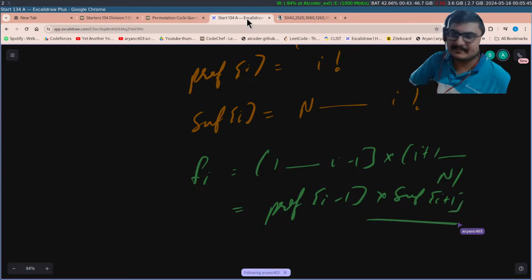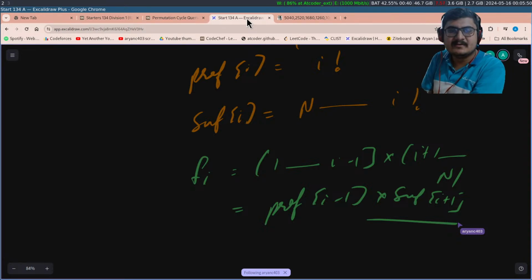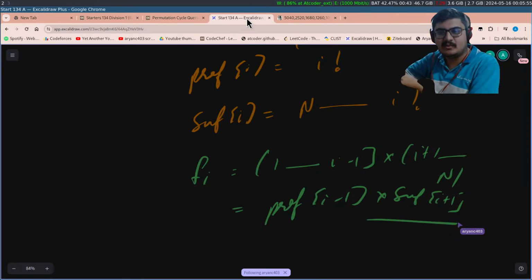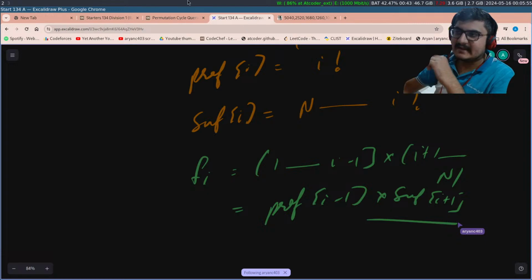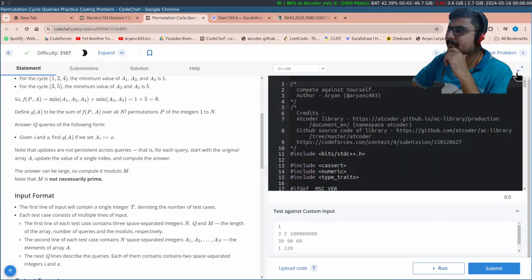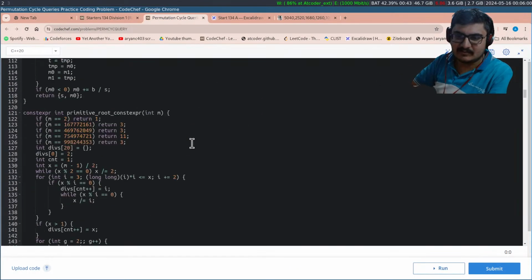That can be the idea, because we need the product of everything excluding one element. We can first find the product of the first I minus 1 elements, and then we can also find the product of all the elements from n to I plus 1. That way we don't really need the inverse here. And essentially these are the ideas for this problem.